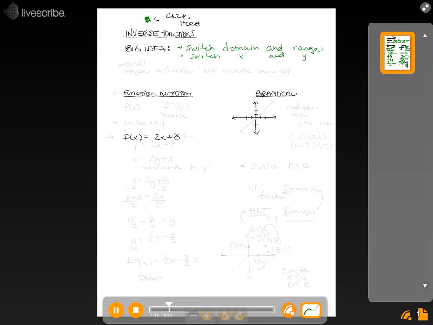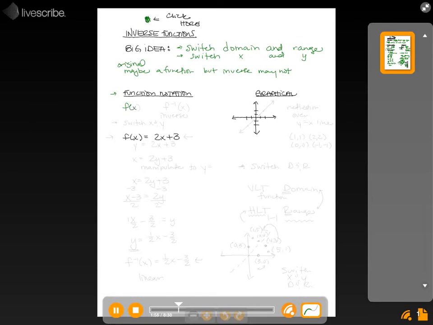Now one thing you want to remember is the original may be a function, but the inverse may not. Okay? Which makes sense. We're switching the domain and the range. And at the end of these notes, I'll give you a quick way to think about how to realize if our inverse would be a function or not without actually having to graph it or switch the x and the y. But first we're going to look at it in function notation.